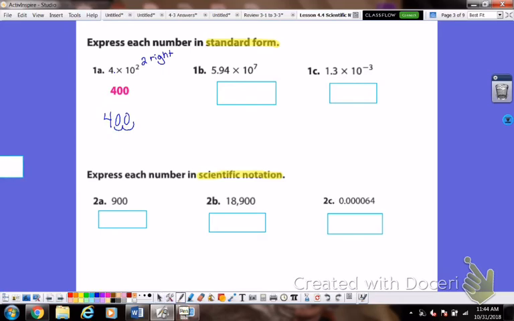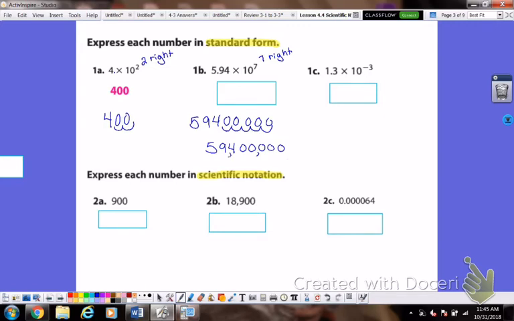5.94 times 10 to the 7th. That would be 7 to the right. So we have 5.94. It's currently right here. So 1, 2, 3, 4, 5, 6, 7. Fill in our empties with zeros. And then maybe rewrite it so it's a little cleaner. So 5, 9, 4, and I see 1, 2, 3, 4, 5 zeros. Throw in some commas. So 59,400,000.